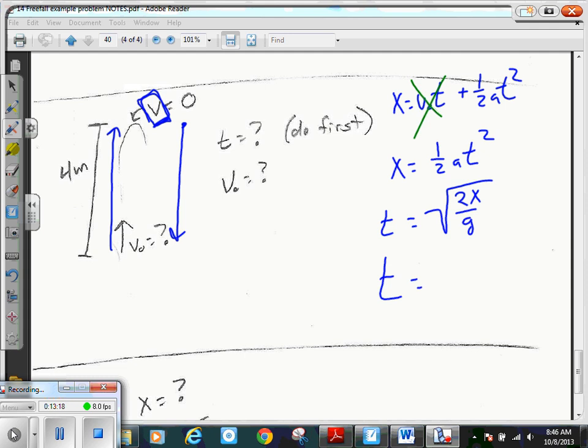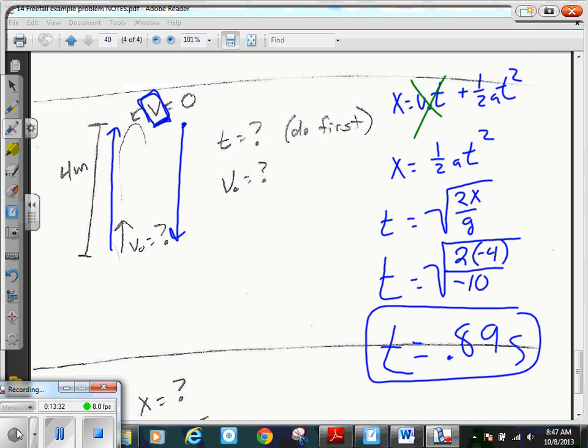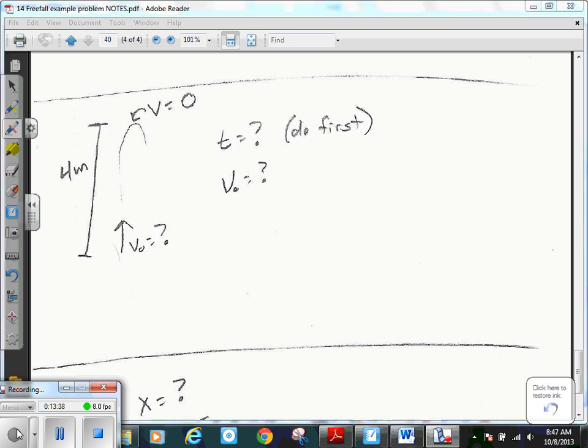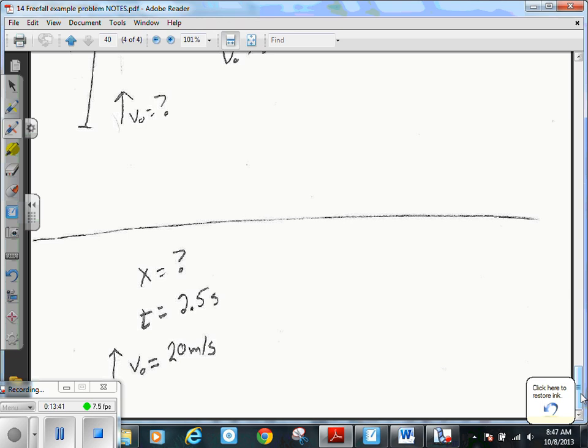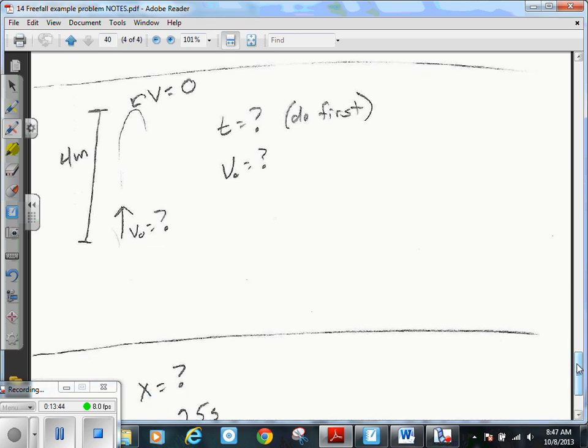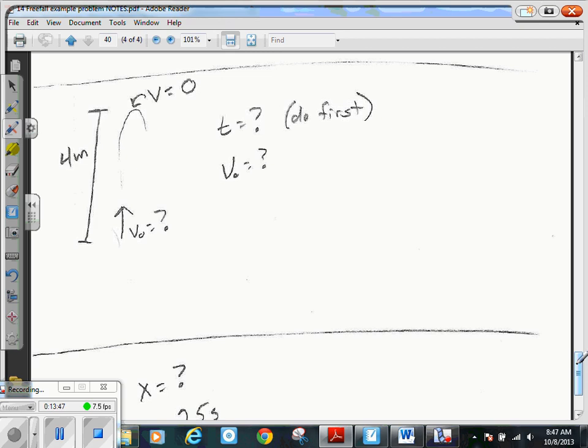T then equals the square root of 2 times -4 divided by -10. So then t becomes 0.89 seconds. Okay, so we got one more example here, and then we can see if you guys can do this on your own. Oh, wait, we're not done with that, are we? Because we don't want v sub naught here, too. So I'm just going to put in 0.89 seconds for my answer, and then for v sub naught, you could use v equals v sub naught plus at, or in this case, you could also do v squared equals v sub naught squared plus 2ax.